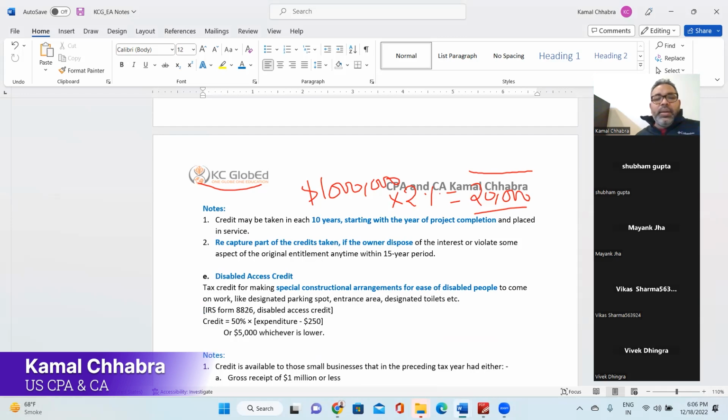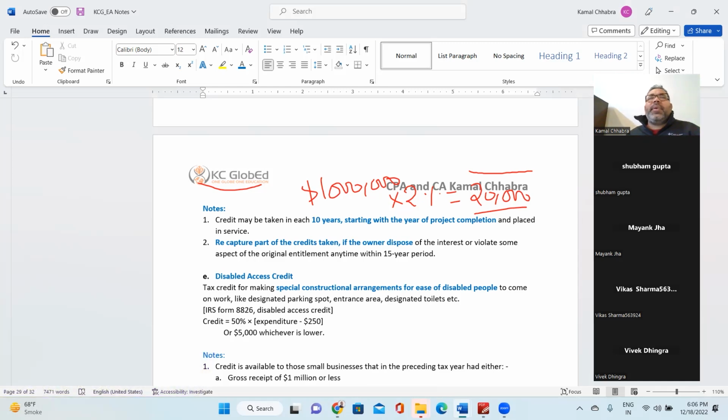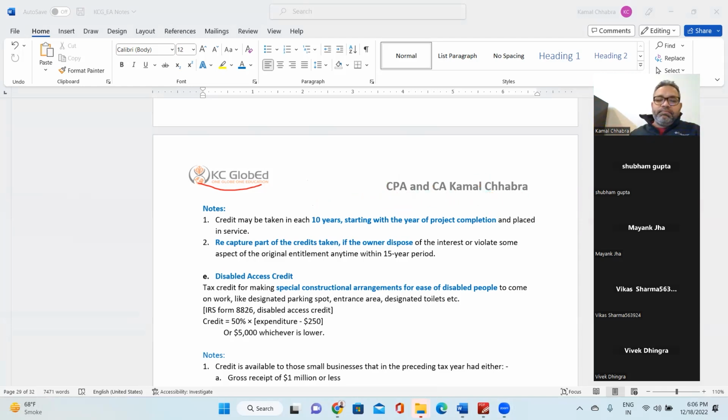The recapture part of the credit taken: if the owner disposes of the interest or violates some aspect, then the original entitlement is recaptured anytime within 15 years. So if you have availed this benefit, but you are not satisfying the condition in future, then you need to give it back to the tax authority, and income tax plus interest and penalty will be liable on you. Right? Make sense? Yes, sir.